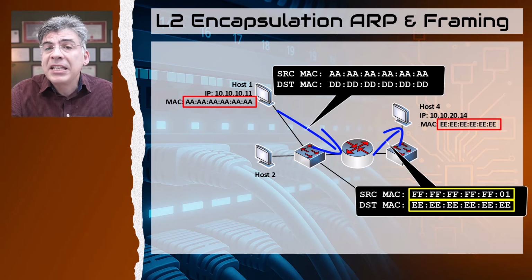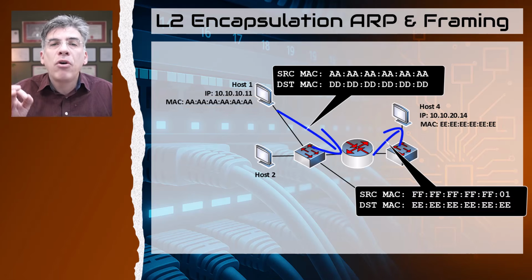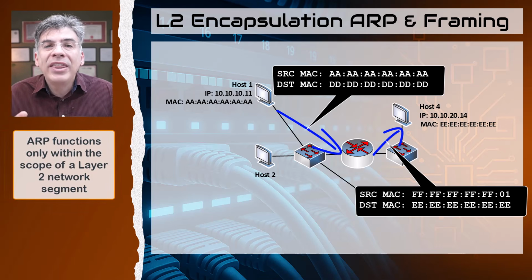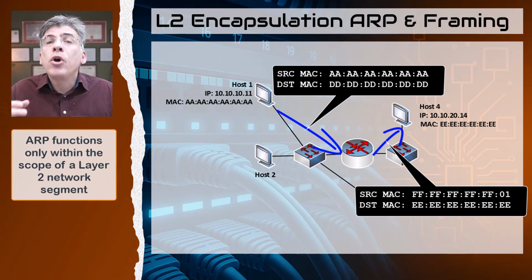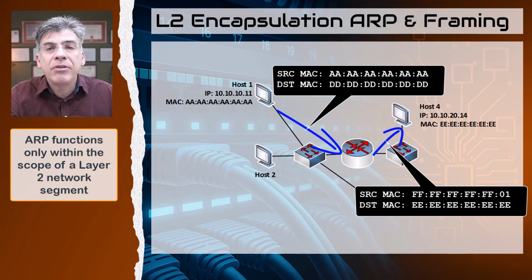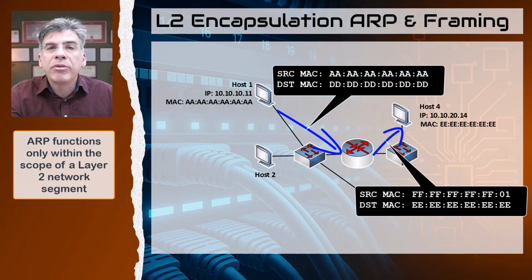All that takes place because layer 2 has a scope that corresponds only to a network segment or to the broadcast domain in question, and ARP only functions within that scope. So we see that the source and destination MAC addresses change from hop to hop, unlike the IP addresses, which remain the same throughout the communication.